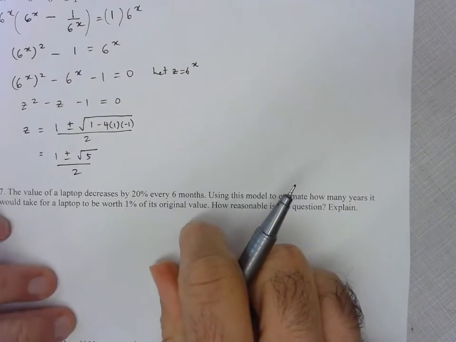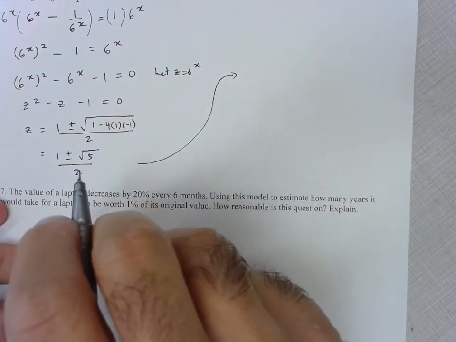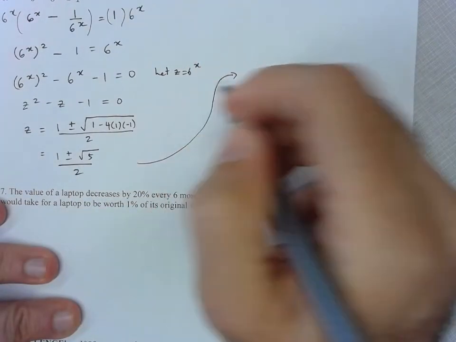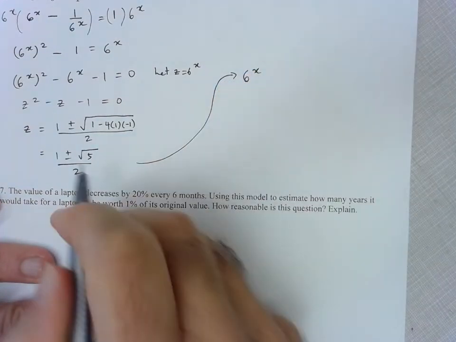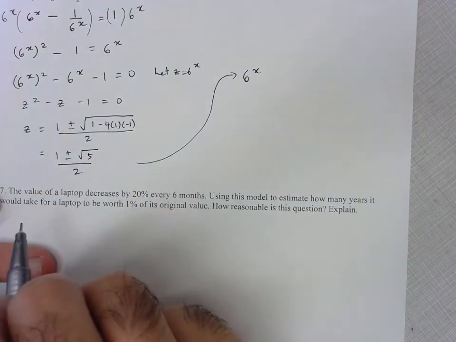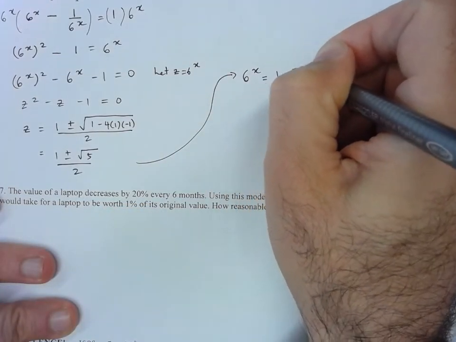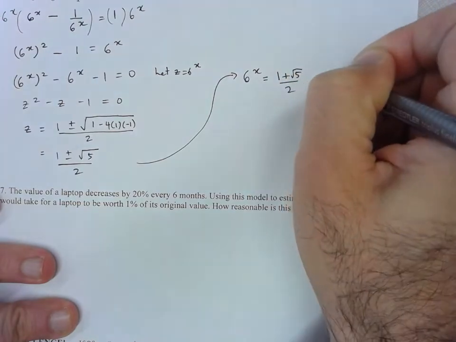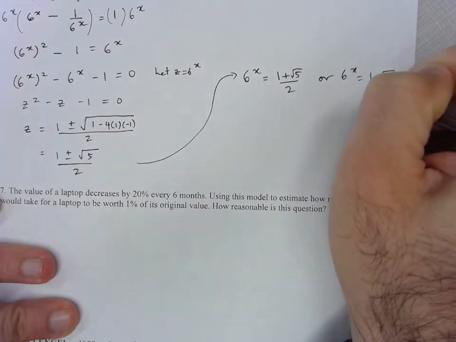Okay, but of course it's not z we're interested in, it's x. So now I'll replace z by 6 to the x, and I'll actually write it as its two separate solutions here. So 6 to the x is either 1 plus root 5 over 2, or 6 to the x is 1 minus root 5 over 2.